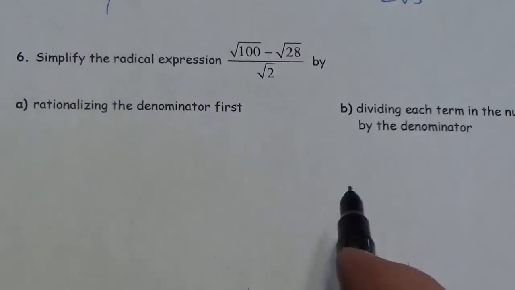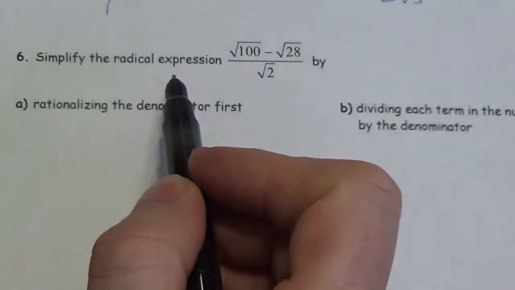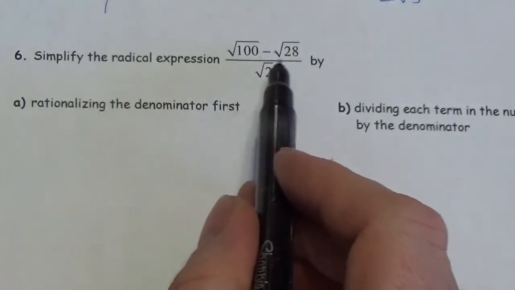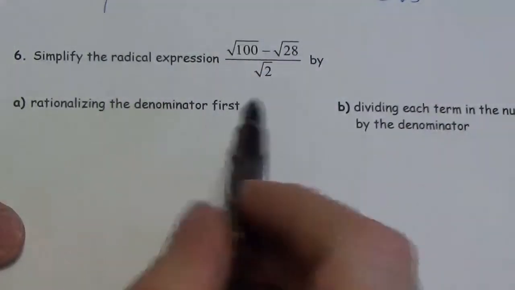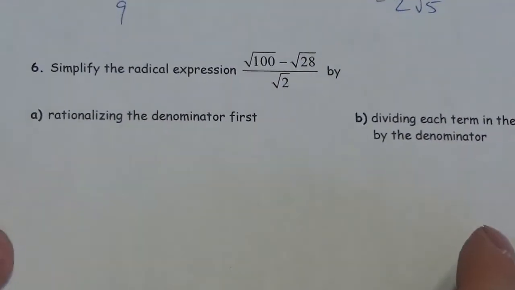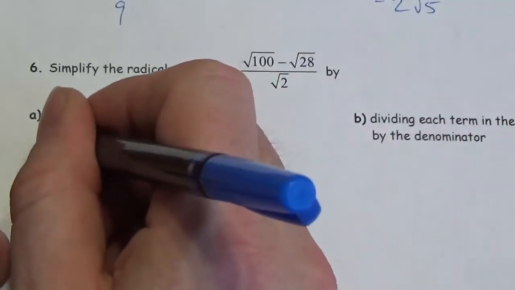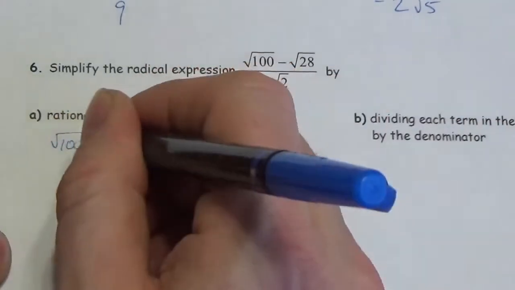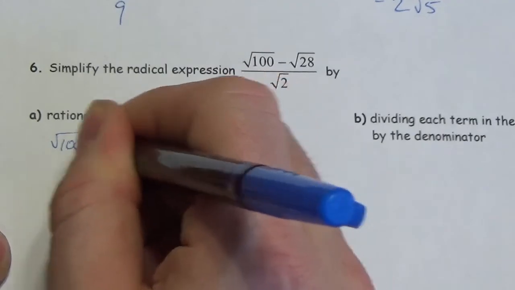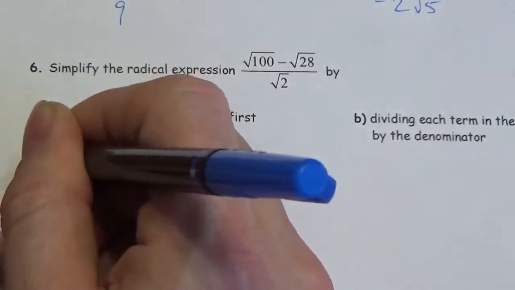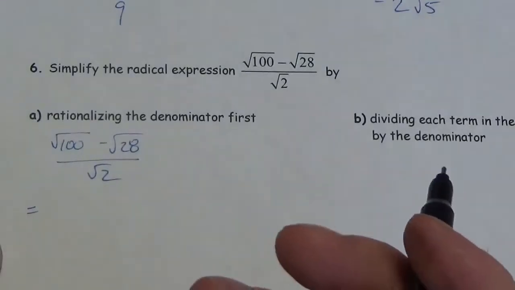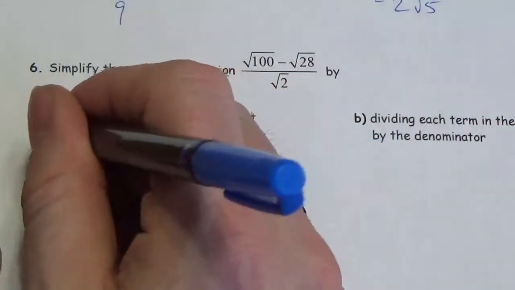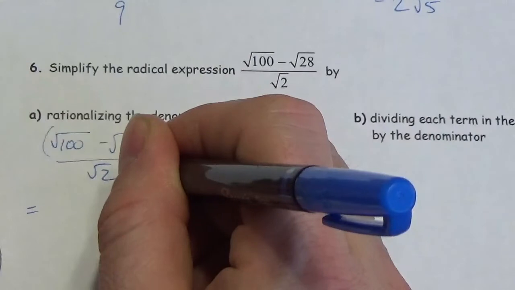That's wonderful. Okay, now our final question here for this lesson. We're going to simplify the radical expression: the square root of 100 minus the square root of 28 over the square root of 2. First of all, we're going to rationalize the denominator first. So what that means here is we're starting with root 100 minus the root of 28 all over the square root of 2. Now, immediately, I see this root 100 and I want to simplify that right away, but what we're going to do is rationalize here first like we're told.